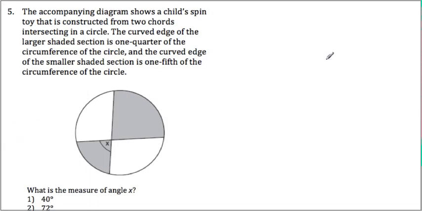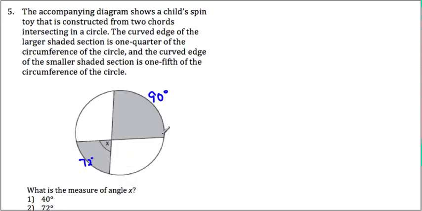Number 5. For this question, one thing that's interesting is it gave us the ratios. The curved edge of the larger shaded section is 1/4 of the circumference. So this is 1/4. That means 1/4 of 360 becomes 90 degrees. And then the smaller one is 1/5 of the circumference. So 1/5 of 360 becomes 72.